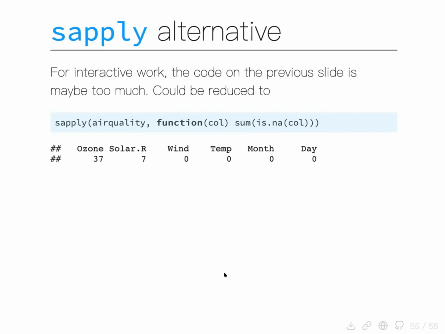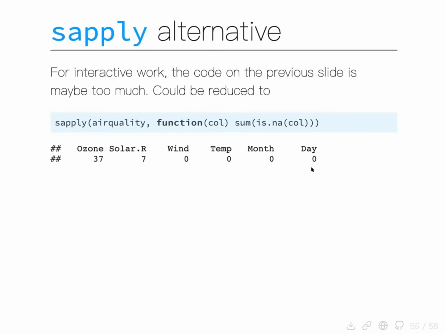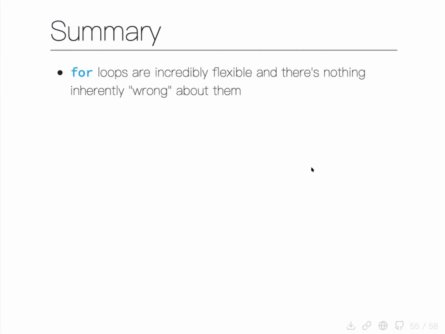With sapply, we can do the exact same thing, right? sapply airquality function col, sum is.na col. And this code is more brief than this code, right? This is a little more straightforward. So this is where I am saying, you know, I think sapply is great for interactive work. The syntax is more concise, and sometimes that makes it easier to read, but it is a little less predictable. So then you just kind of have to balance those.